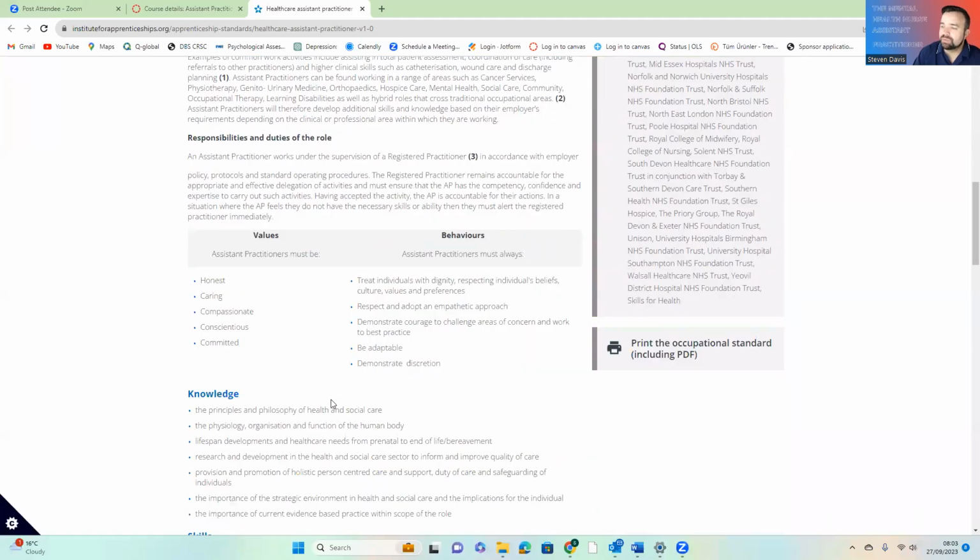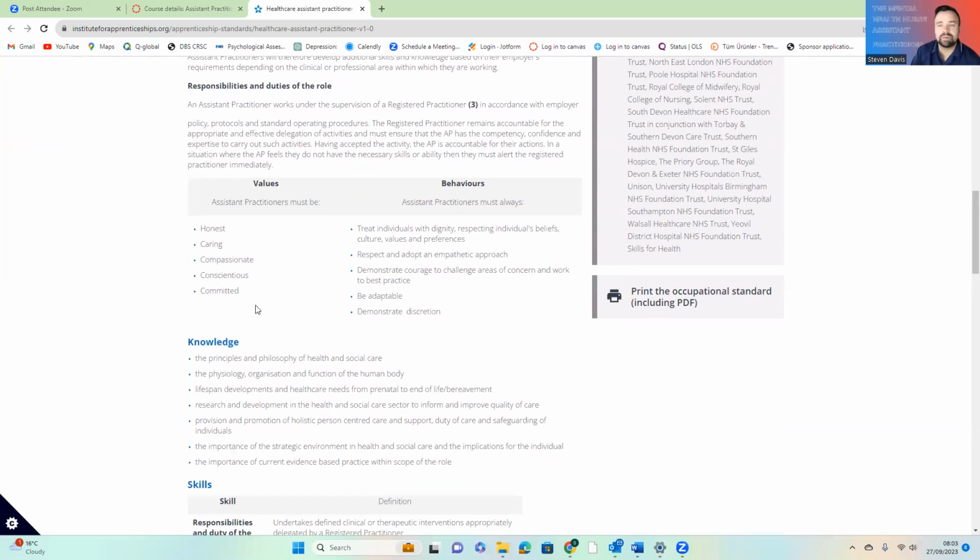So let's just have a look at what you need to learn. So we have our skills, knowledge and behaviours. For this one, they had to give values as well.